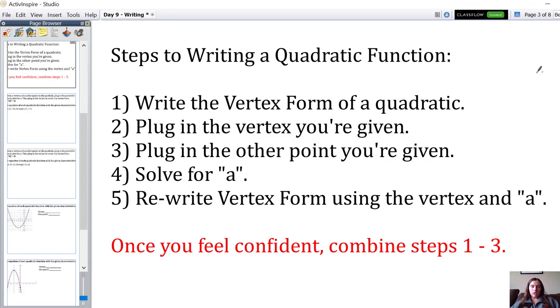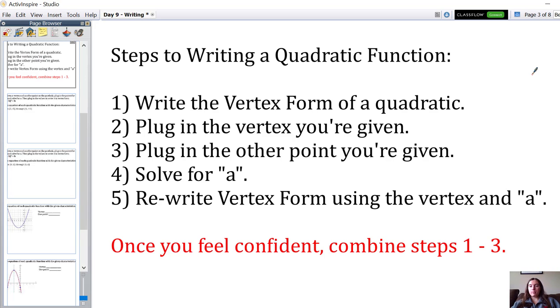Now we're going to practice writing a quadratic function in vertex form when we're given a vertex and another point that our graph goes through. So here are the steps to writing this function. First, we're going to write what vertex form looks like using h, k, and a. Then we're going to plug in the vertex that we're given, and we're going to plug in the other point that we're given. We'll solve for our value of a, and then we're going to rewrite in vertex form using that value of a.